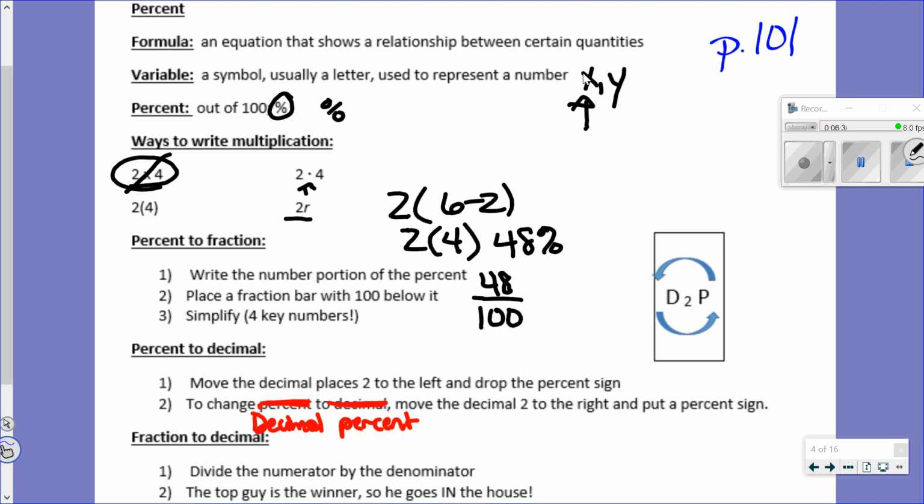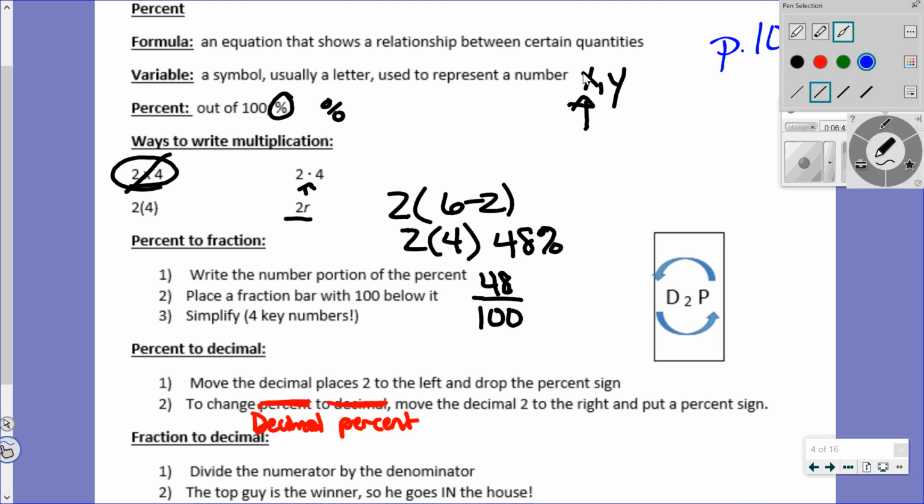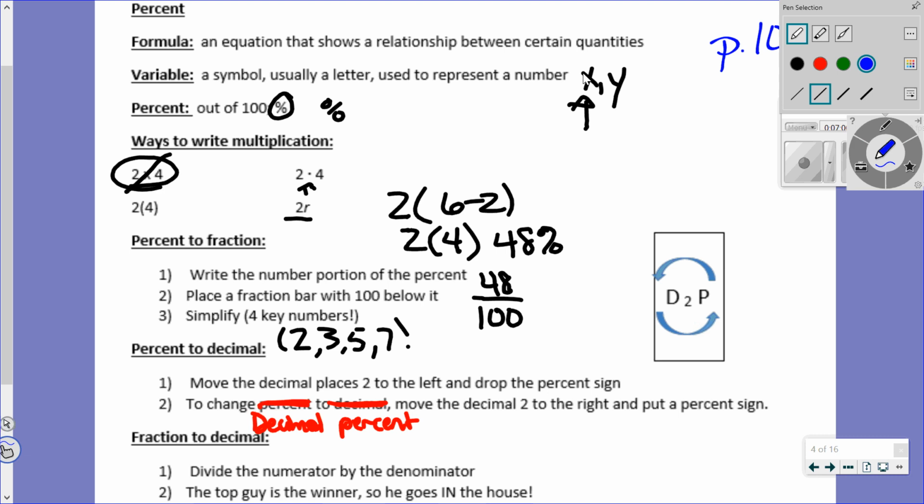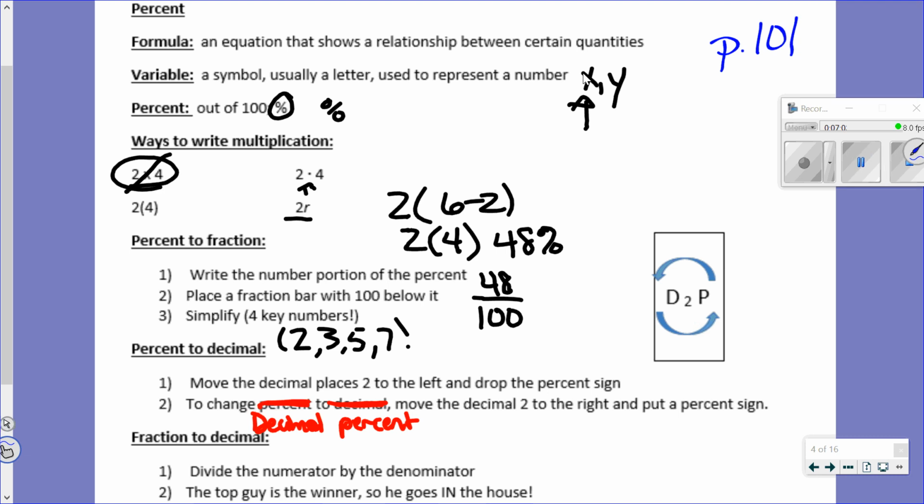Okay. Then I simplify my 4 key numbers. Who remembers my 4 key numbers? Got it? 2, 3, 5, and 7. Excellent. Glad somebody's remembering. So our 4 key numbers are 2, 3, 5, and 7. If you have forgotten those, please write them down again. Keep writing them down until you start to remember them. Because we need to be able to do this.